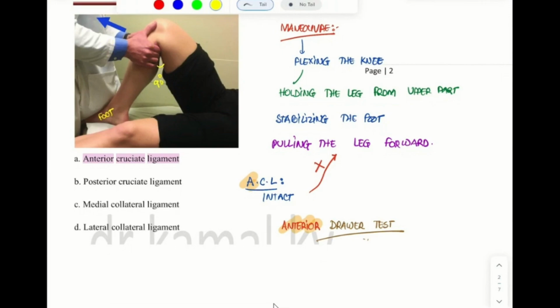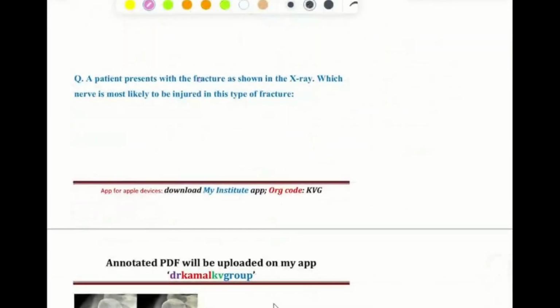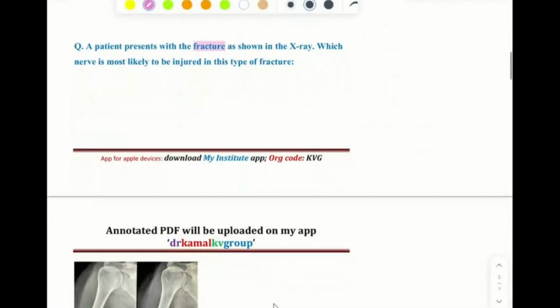So this is the anterior cruciate ligament anterior drawer test. This is what is shown in the image. Then a patient presents with a fracture as shown in the X-ray. Now, which nerve is most likely to be injured?